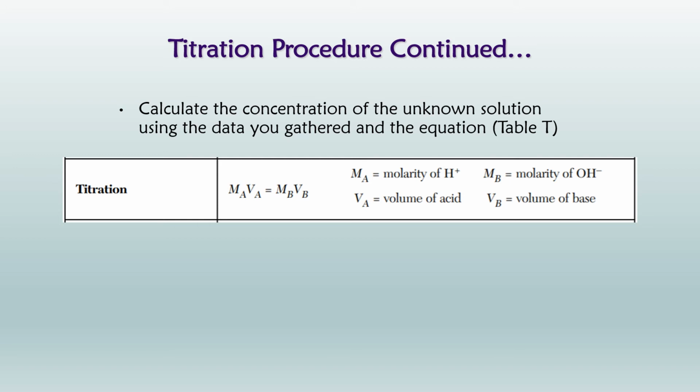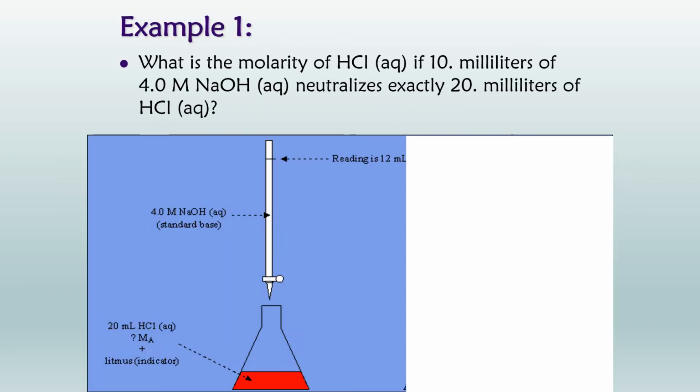What these quantities mean is that the MA is the molarity of the acid, or the molarity of the hydrogen ion. The VA is the volume of the acid. The MB is the molarity of the base, and the VB is the volume of the base. So let's look at this example of a titration experiment to see how we use that equation to find the molarity of an unknown and how we do the titration for this.